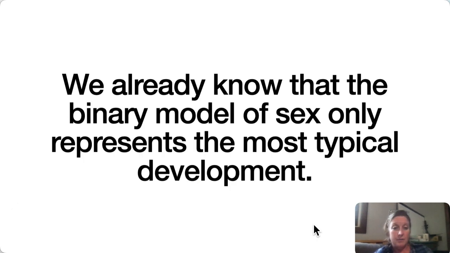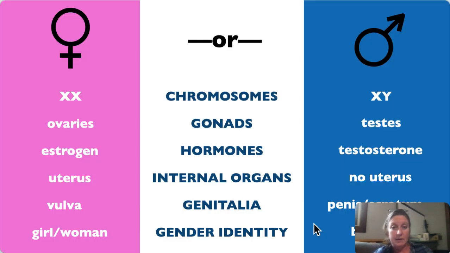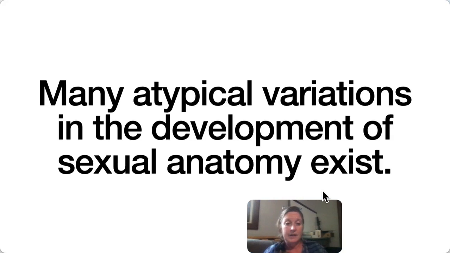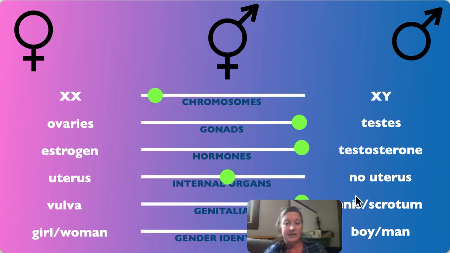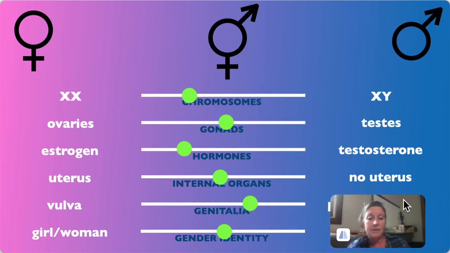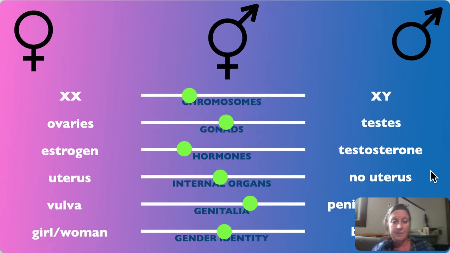Now, we already know from last time that the binary model of sex, where you're male or female and all the things line up just the way they're supposed to line up, represents the most typical development, right? So this is what we expect to see in the binary model. However, we also know from last time, based on just how complex everything is, that many atypical variations in the development of our sexual anatomy also exist. So, chromosomes may not line up with gonads, may not line up with hormones, may not line up with internal anatomy or genitals or gender identity.